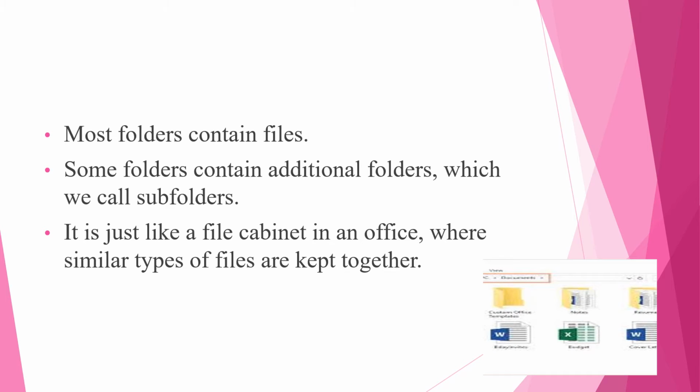By looking at the icon, you can identify which kind of file it is. See, here it is written W. That means it is a Word file. Here it is written X. That means it is Excel file. This is the folder and this is the folder in which some files are there.